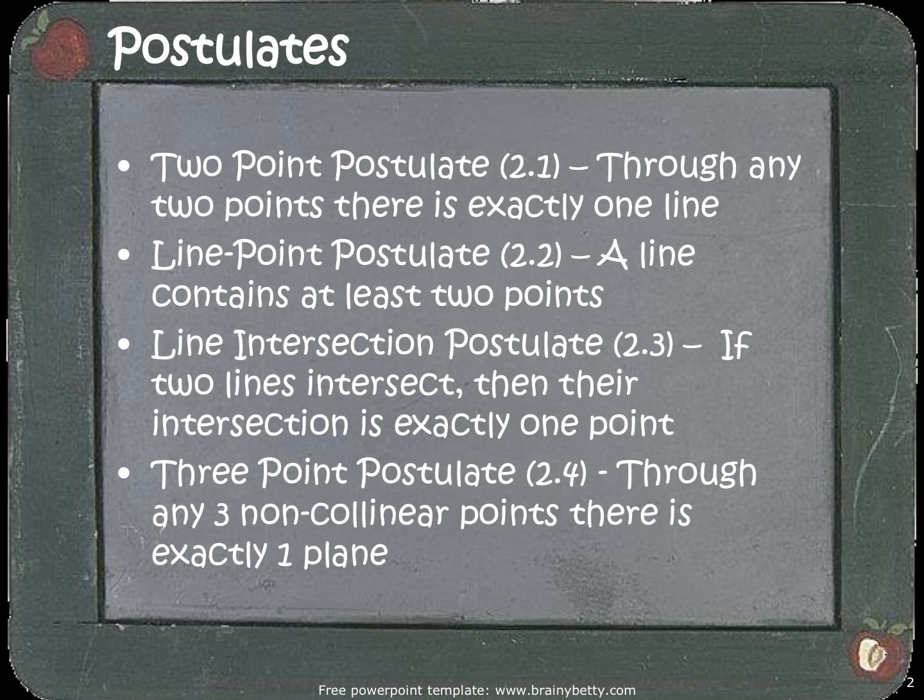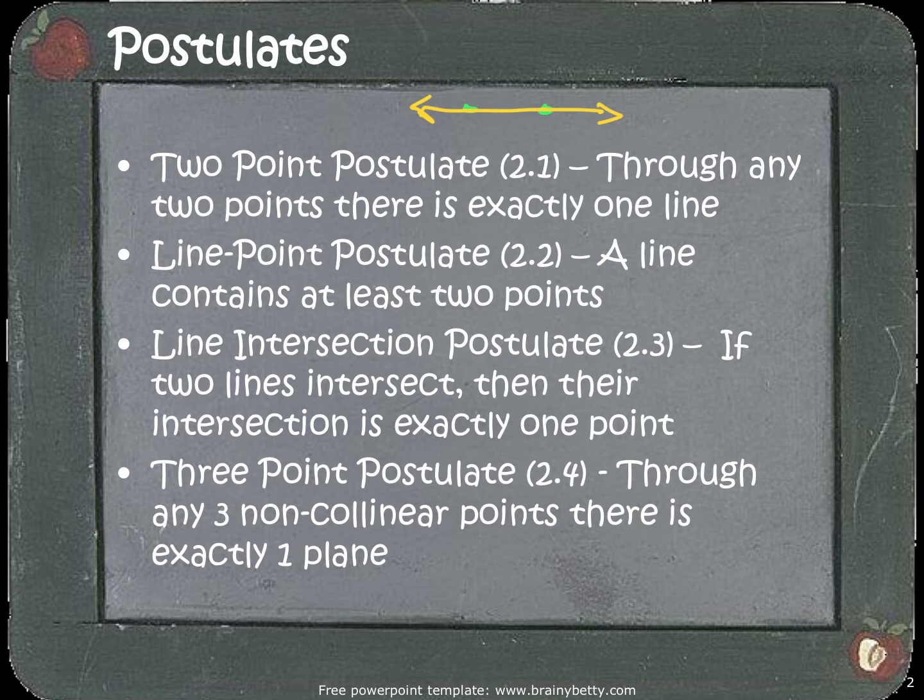So the first one, the 2-point postulate, states that through any 2 points, there is exactly one line. So if I draw 2 points here, I can draw exactly one line. And this is the 2-point postulate.